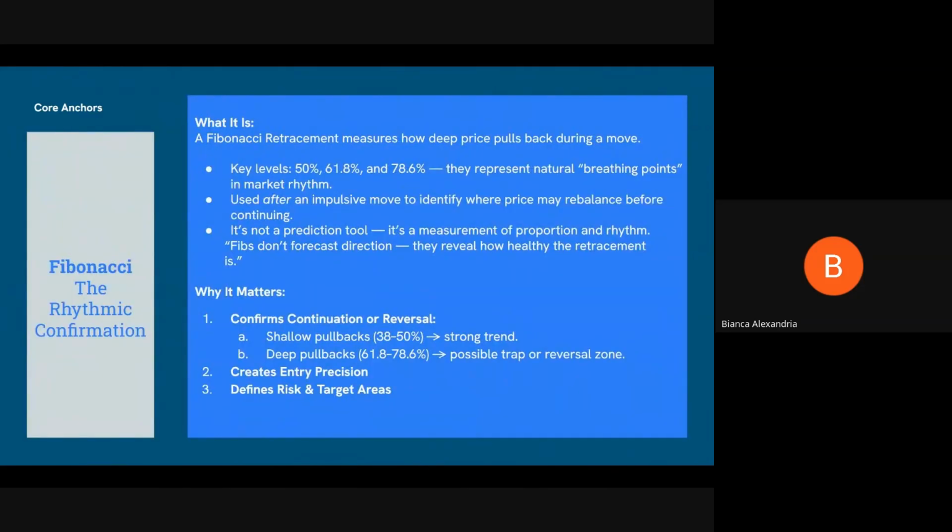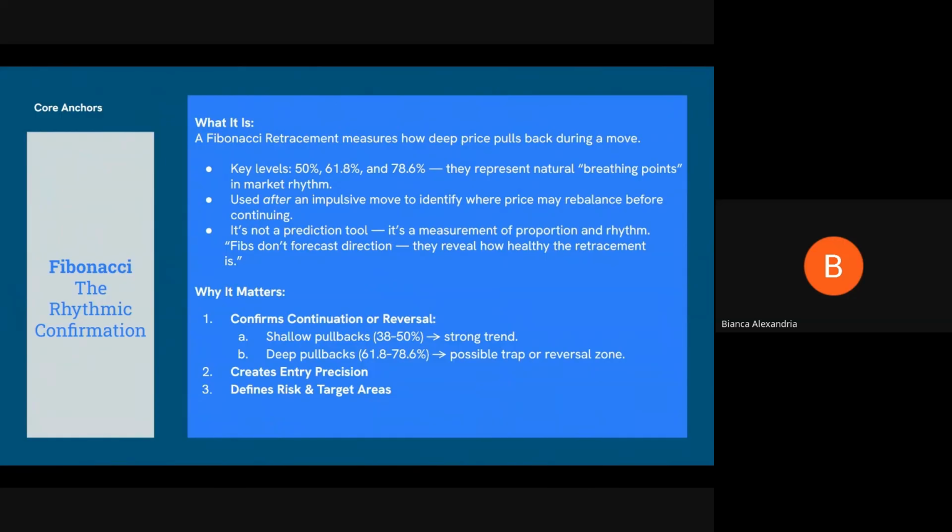And next is Fibonacci. All right, so Fibonacci retracement measures how deep price pulls back during a move. So say we are in a bullish market and we're looking for buys with higher highs and higher lows, then we'll look for a retrace to 50% between that higher high and that higher low. It represents a natural breathing point for the market. We know the market can't consistently go up and up or lower and lower without some type of pause for liquidity before a continuous impulse move. So these are used after an impulse move to identify where price may rebalance before it continues.